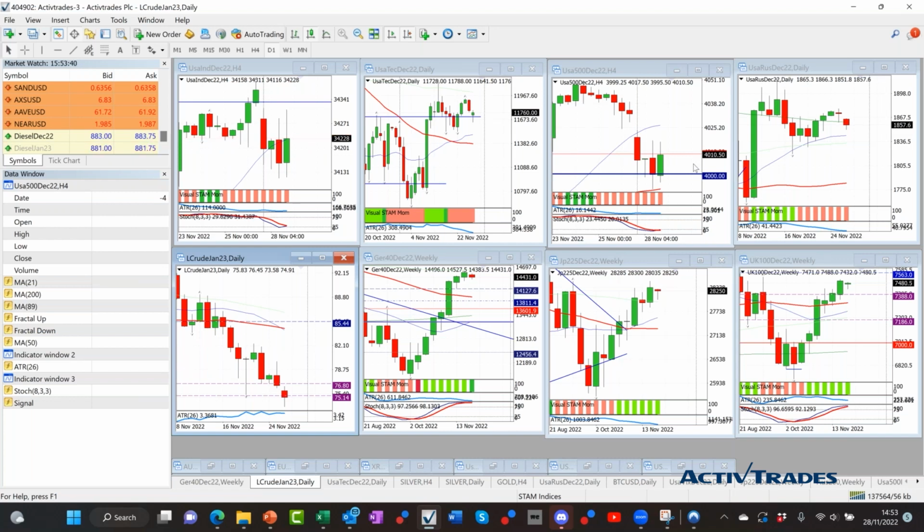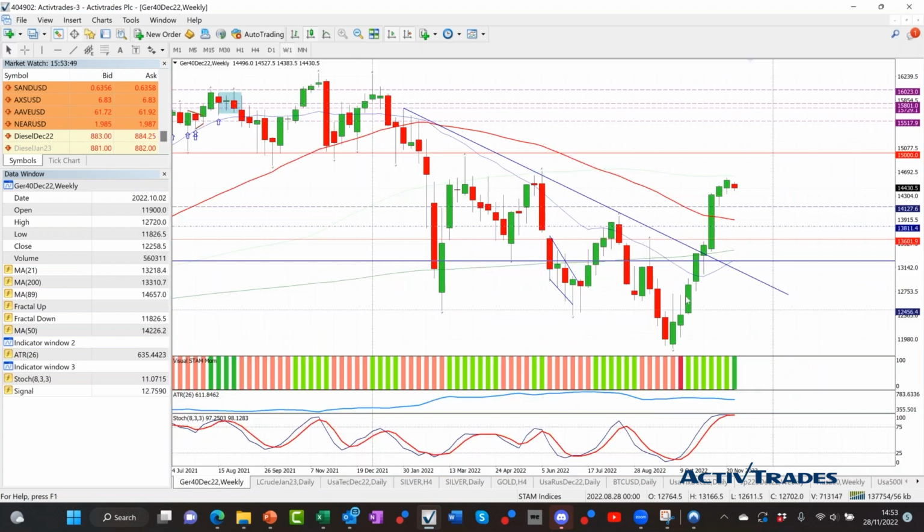Then we switch across to the European charts here, looking at the DAX. DAX has had quite some run. This is a weekly chart. It's had quite some run the last 2 months. All right, but if I'm honest, it would be very difficult to find why that would be.